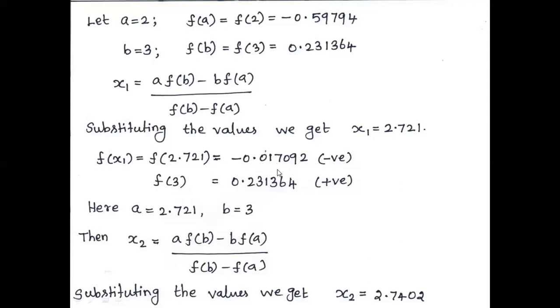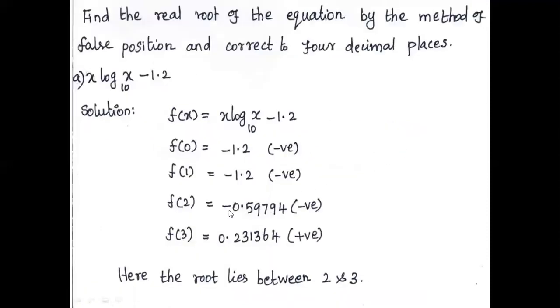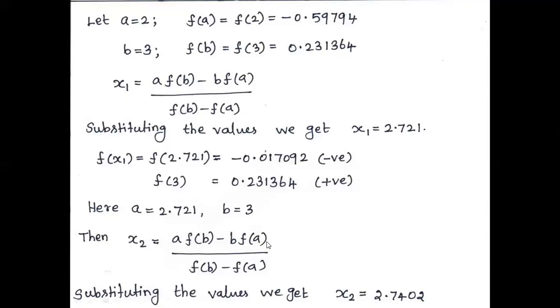Now, this is the very important step here. We have to choose the interval now. For choosing the interval, we must have a negative and a positive value. So here, for 2.721, we got the negative value. So now we have to choose the positive value. f of 2 is negative, 2.721 is also negative, so we can't choose those as the roots. So the positive value is f of 3, that is 0.231364. Therefore, we have to choose 2.721 and 3 as the interval.